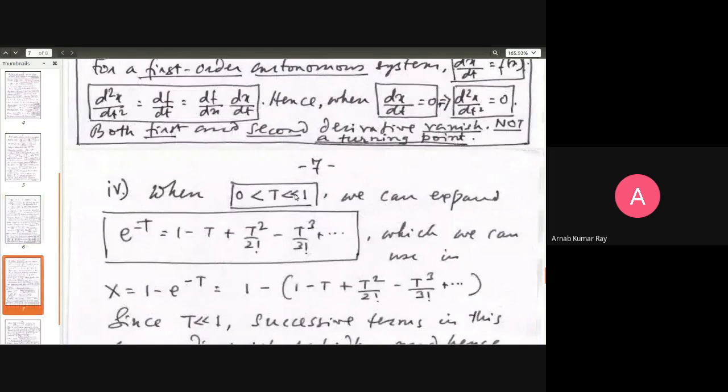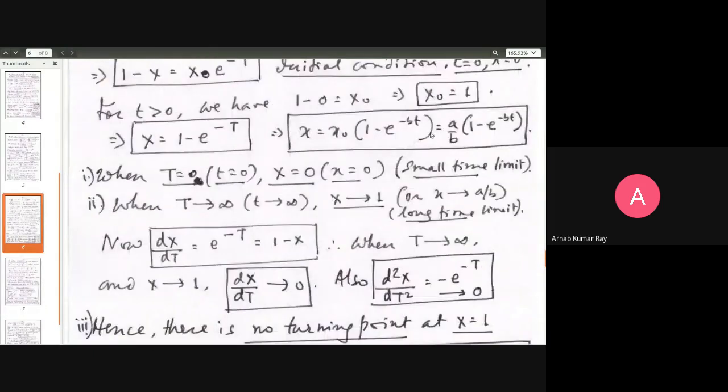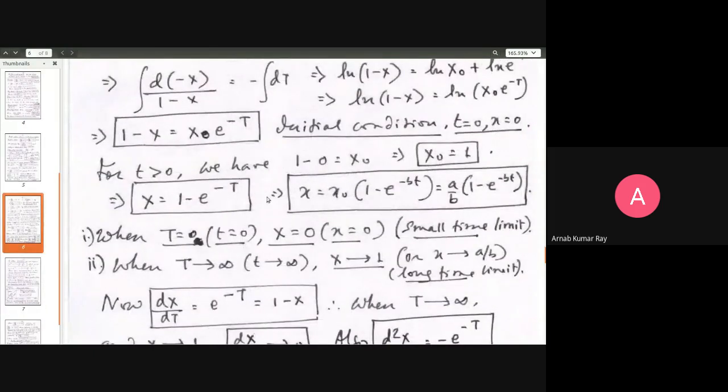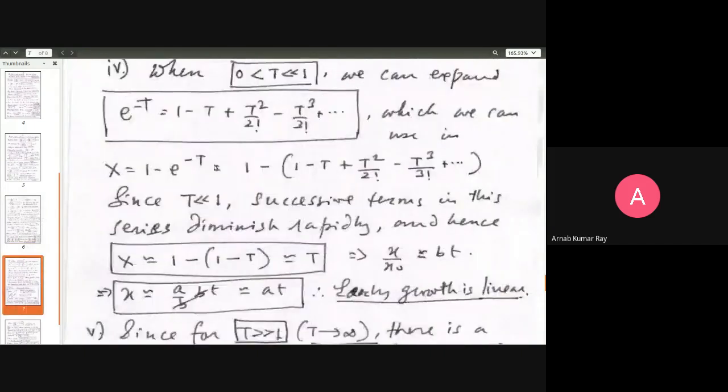So capital T is a dimensionless quantity, and we can expand this 1 minus capital T part by our well-known exponential formula. E raised to minus t will be 1 minus t plus t squared by factorial 2, etc. Then 1 minus e raised to minus t will be t minus t squared by factorial 2, etc. So when t is very much less than 1, remember t is a dimensionless quantity now, the higher powers can be neglected.